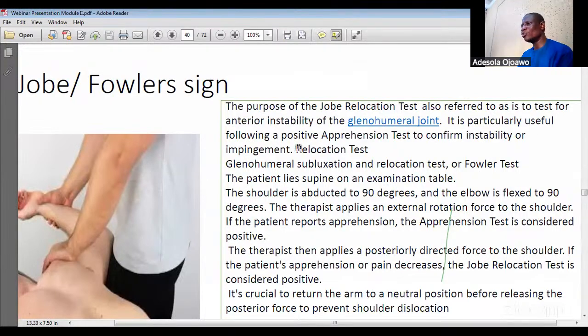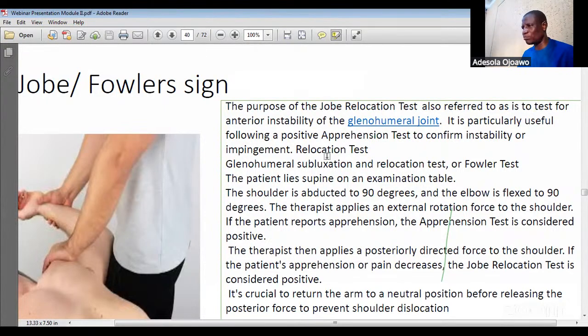It is particularly useful following a positive apprehension test, after you have discovered that patient is feeling somehow apprehensive. When you do the apprehension test, we try to do this. We call it relocation test. Relocation test in the sense that it will bring the head of humerus back to the joint. That's why we call it relocation test. Glenohumeral subluxation or relocation test or Fowler test.